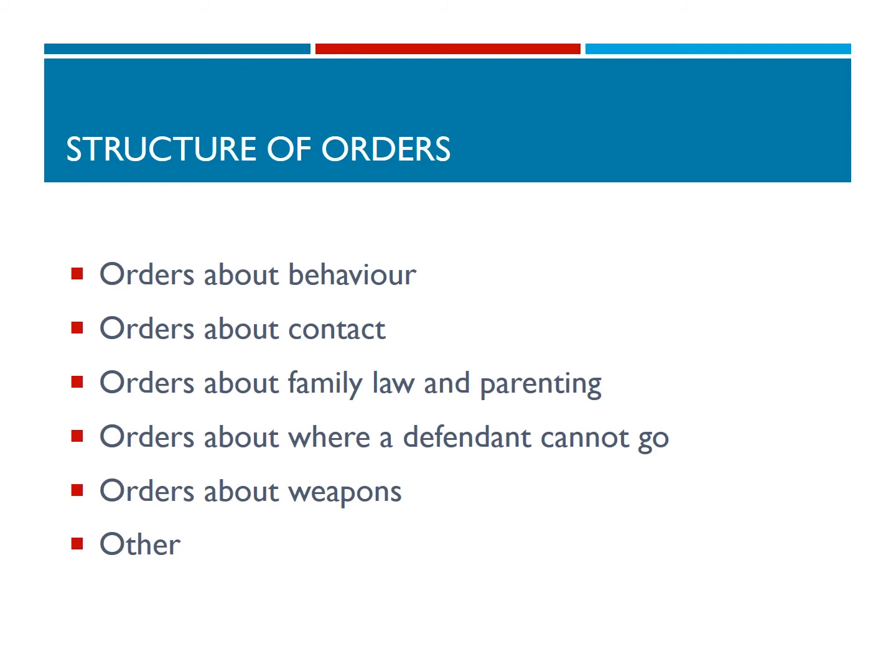Condition 6 concerns orders about family law and parenting. These will obviously be most relevant where there are children involved, and the ADVO may affect one party's relationship with those children. Orders 7 to 9 are about where a defendant cannot go. This could include, for example, the PINOP's workplace or her child's school. Order 10 is orders about weapons, and there's a new order about firearms, which is available, which totally prohibits the possession of firearms. And then there are other orders which can be tailored to the particular circumstances of the case.